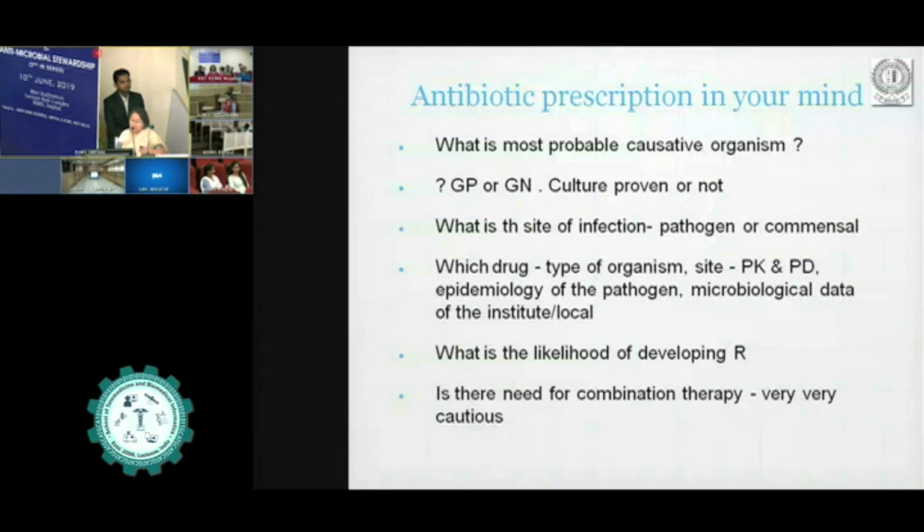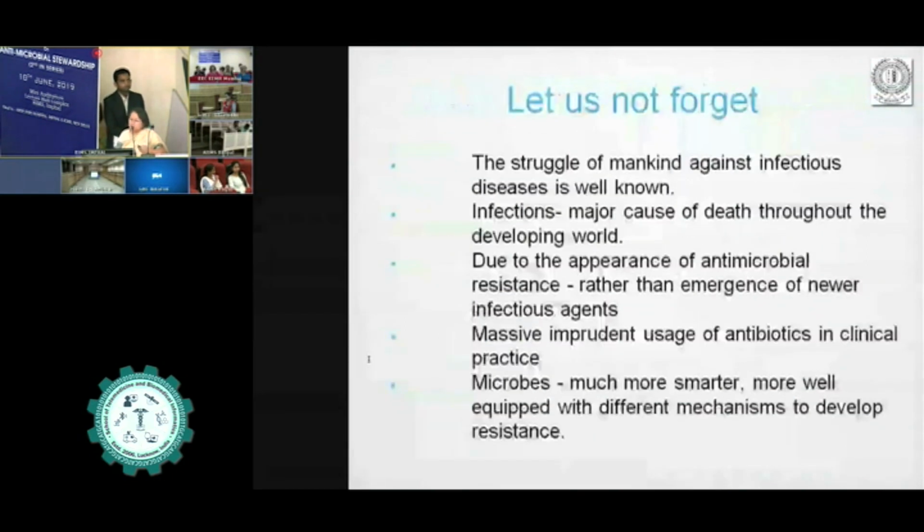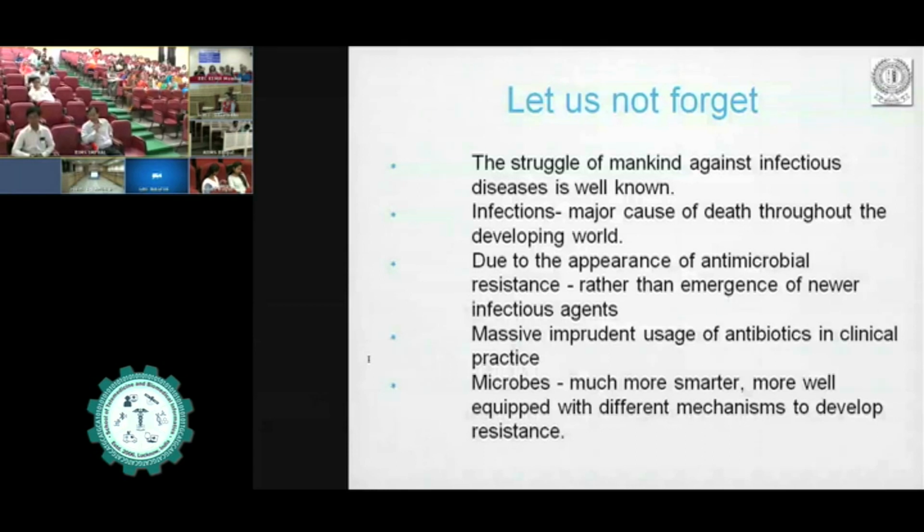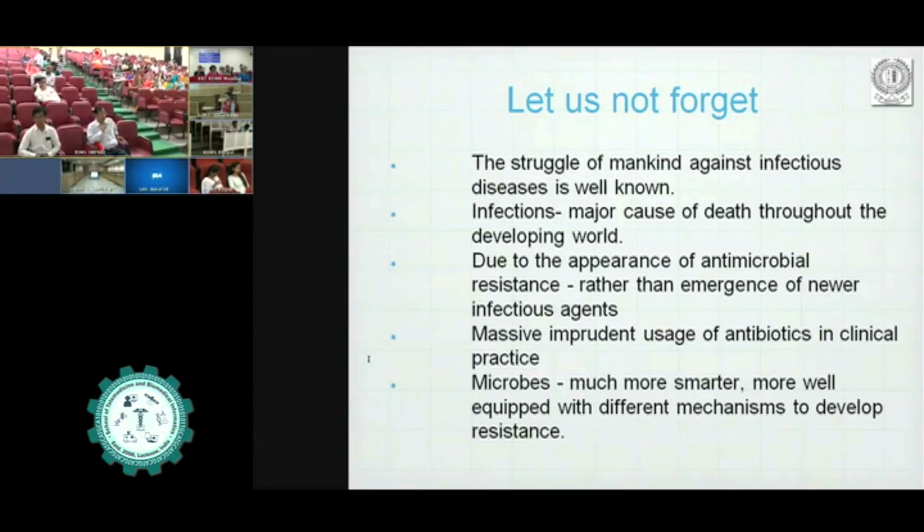So let us not forget that the struggle of mankind against infectious disease will continue and it will remain a major struggle. And what is the reason? Let us accept that it is because of the imprudent use of antibiotics in clinical practice. And as I have mentioned earlier, microbes are much smarter. They are equipped with different mechanisms to develop resistance.